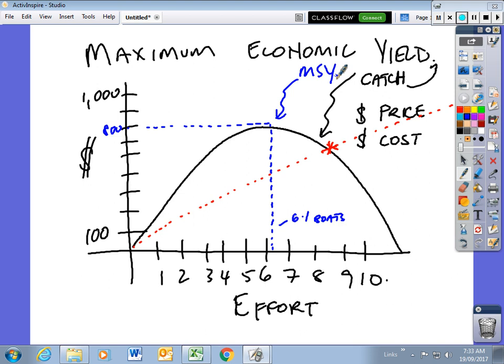Right, now coming back to our MEY, or maximum economic yield. We need to calculate out the point at which the fishery breaks even, so it doesn't make any cash other than enough to pay for the fishery itself. And that's where this point is here.